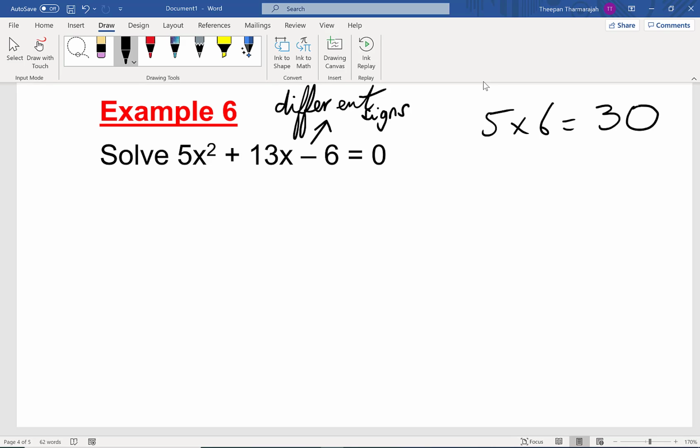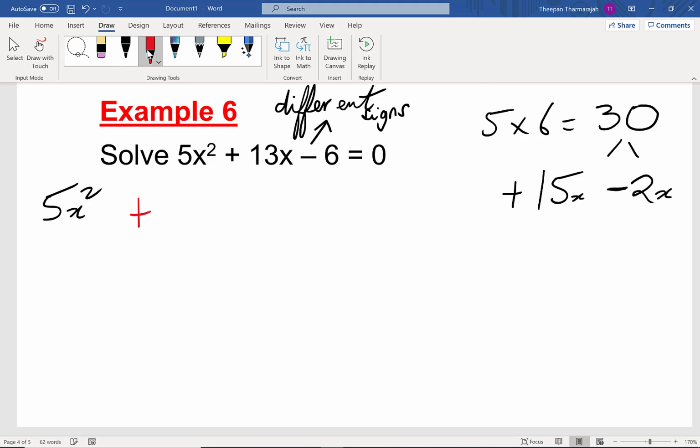But because we've got a positive 13, we need to be careful about the factors. The factors that we actually need are 15 and 2. So it's a plus in the middle, so it's going to be plus 15 minus 2, which gives me positive 13. So we write that as plus 15x and minus 2x. So that's going to be 5x squared. Now I'm going to replace the middle term with plus 15x minus 2x, minus 6 equals 0.